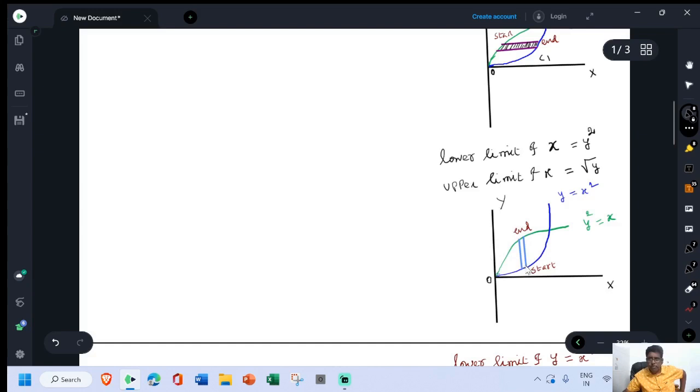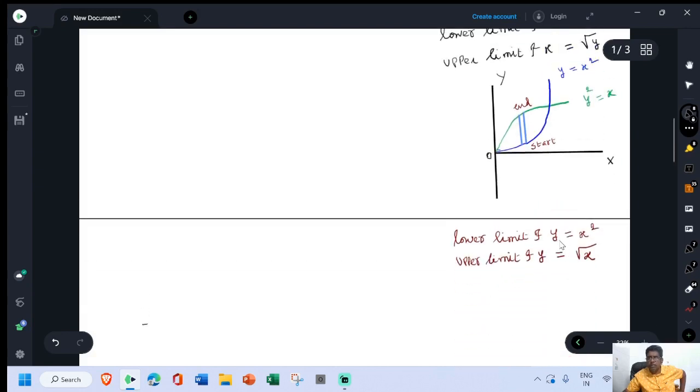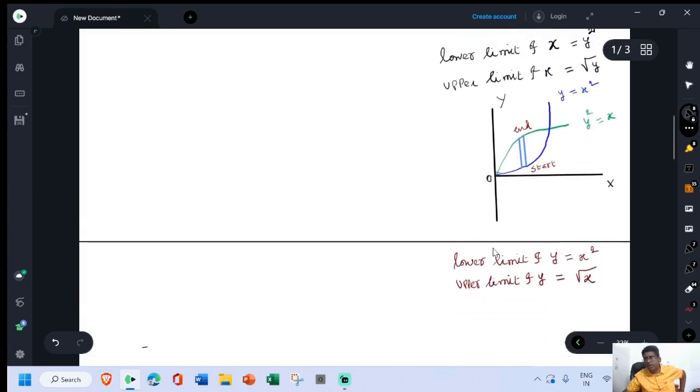of y. See, the lower limit starts from the curve y = x², and the upper limit touches the curve y² = x. Therefore, the lower limit of y is x² and the upper limit is y = √x. See here, y = √x. In this way, we have fixed the lower and upper limits of y.